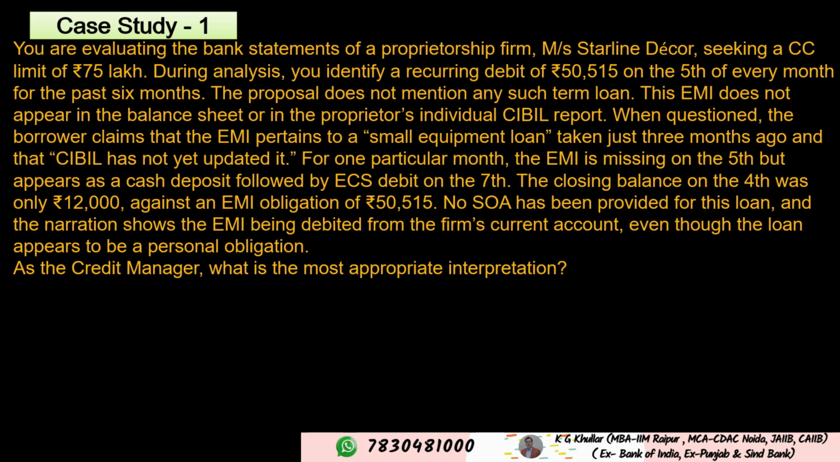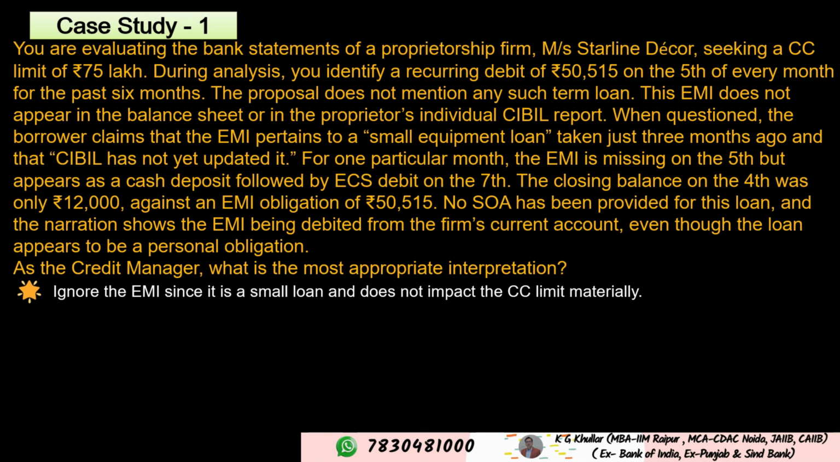No statement of account has been provided for this loan and the narration shows the EMI being debited from the firm's current account even though the loan appears to be a personal obligation. As the credit manager, what is the most appropriate interpretation? Now the first option is ignore the EMI since it is a small loan and does not impact the CC limit materially.